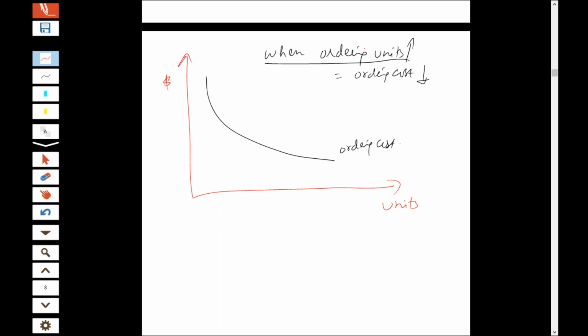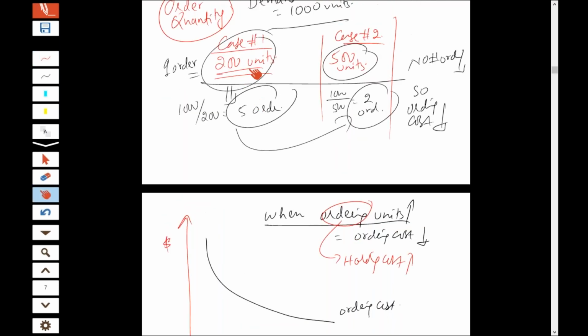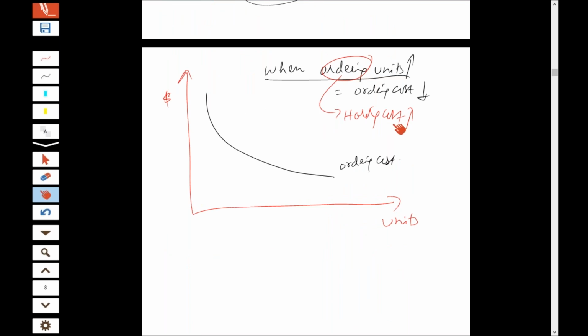And see that if you order more units, naturally your holding cost will increase. Why? Because you were asking for 200 units previously and now you are arranging 500 units. So definitely more units, more holding cost. More units, more holding cost. So the graph will be like that. And this point is the economic order quantity.